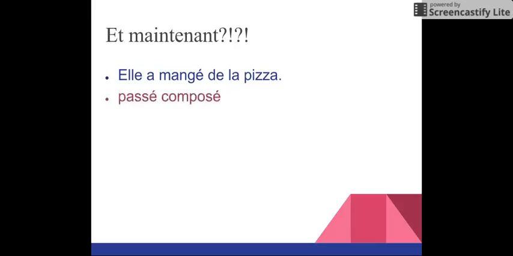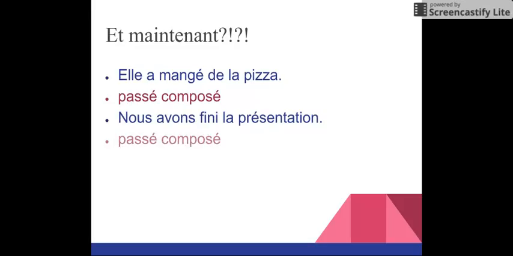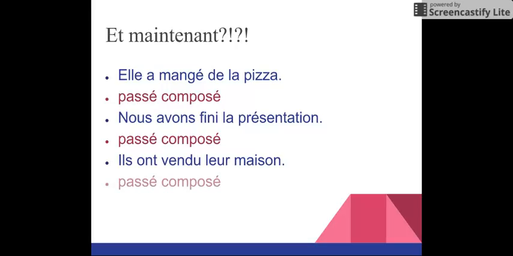Et maintenant, cette phrase est à quel temps? What tense is this phrase in? If you said passé composé, you are correct. Elle a mangé de la pizza. And this one, nous avons fini la présentation. Passé composé again. Ils ont vendu leur maison. Present, past, future, impératif. If you said passé composé again, you are correct.